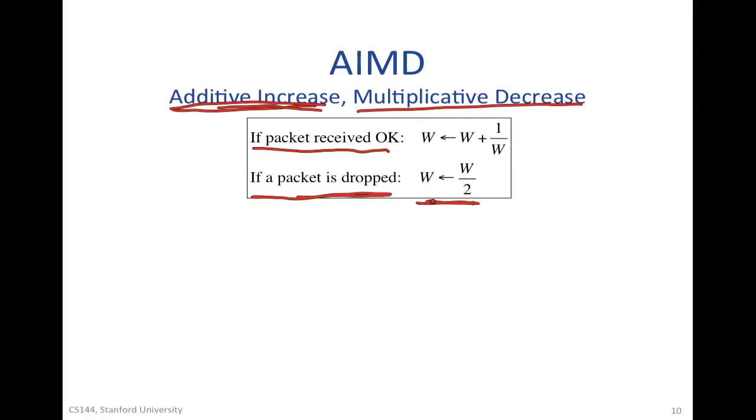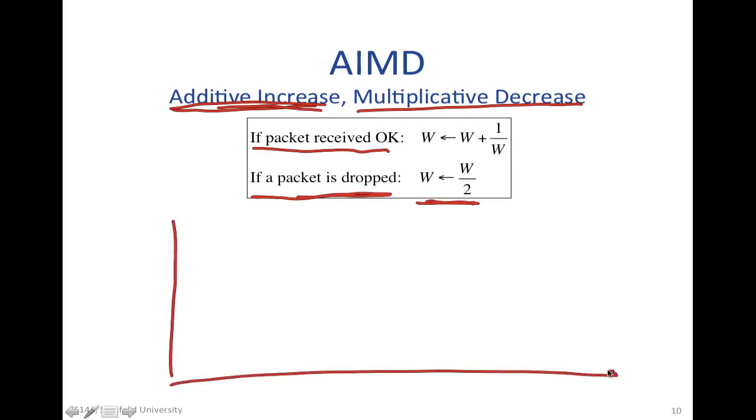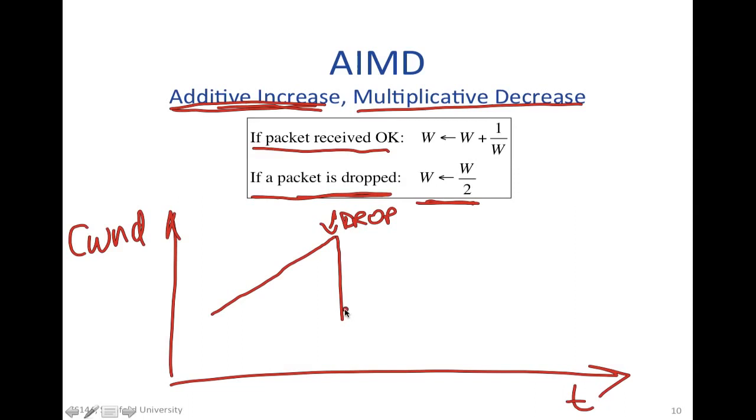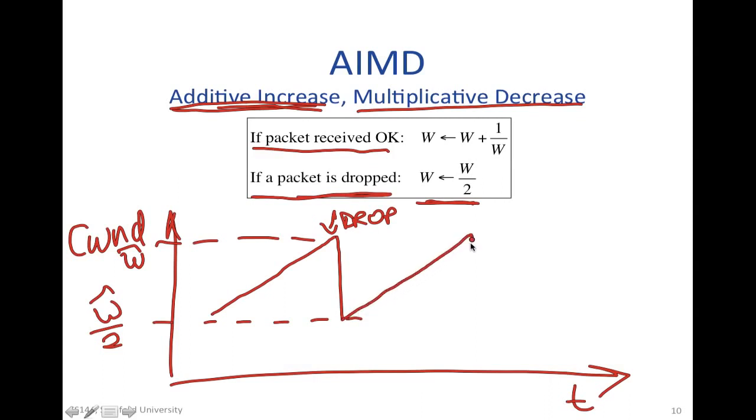What this will look like is, if we draw the window as a function of time, so this will be the cwnd as a function of time, it's going to start by increasing every time we have a success. And then when we have a drop, so here is the drop taking place here, it's going to drop down to half of its value. So if this is the peak value, then this value down here would be W peak over 2. And then it's going to start increasing again and increasing until it has another drop.